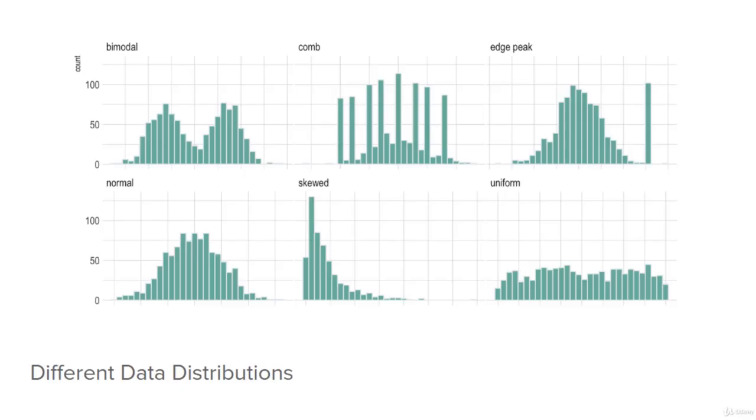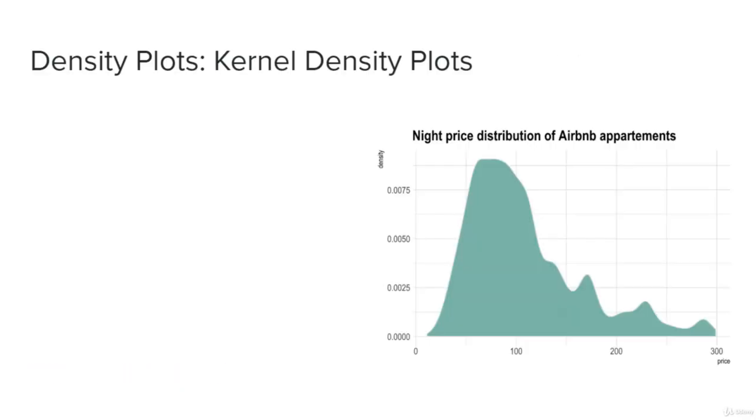So the normal is quite balanced on both sides. It has a peak in the middle. In the skewed distribution there is a peak on the left hand side, and the peak can be either on the left hand side or on the right hand side. It's completely unrelated; it can be on both sides, but the peak will be on either the right or the left hand side. Uniform, there's no maximum peak. You can see that the average frequency, or the height of each bar, is somewhat the same, uniform. So let's look at density plots.